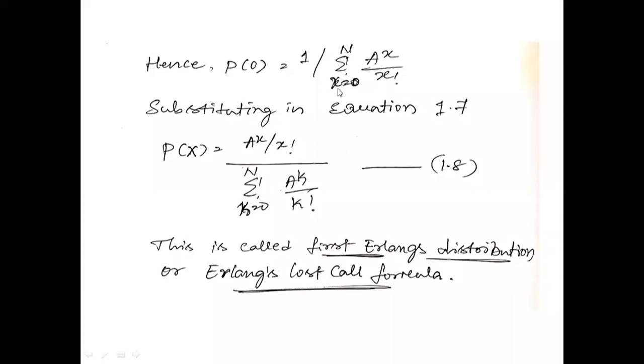In the p of 0 definition we used x, whereas in order not to confuse the x being used twice, in this case, in 1.8, the x represents the number of calls for which you want to find the probability, and you don't want to confuse that one with the interval. That's why the notation has been changed. This equation 1.8 is referred to as the first Erlang distribution or Erlang's lost call formula. This is the equation that we are deriving, which is called the first Erlang's distribution or lost call formula.